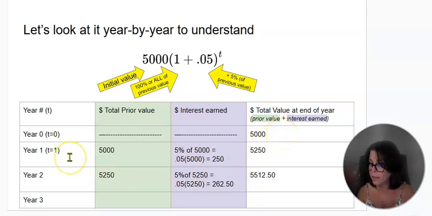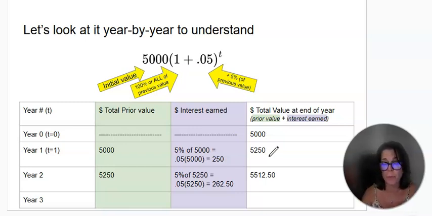Then in year 1, T is 1, we have the prior value, 5,000, and we're going to add 5% of 5,000. So that's 0.05 times 5,000, which is $250. We have to add that $250 to the previous value, right? That's the money we made in year 1. So we now have a total value at the end of year 1, $5,250.